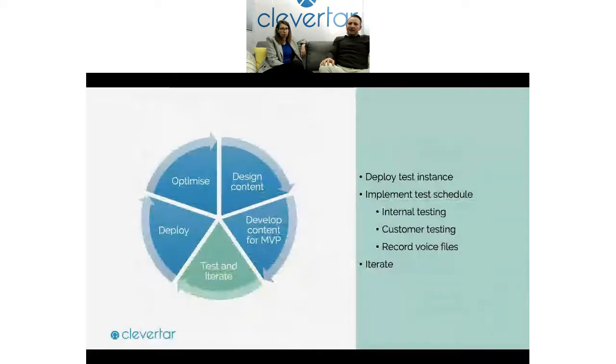We then test and iterate. This is obviously a really important part of the process, because whenever there's going to be a deployment, we want to make sure that it is thoroughly tested both by us and our customers. First and foremost, internally at Clevertar, we'll put it through its paces really rigorously to make sure that things are working as they should. But then importantly, we hand over the keys to the customer.